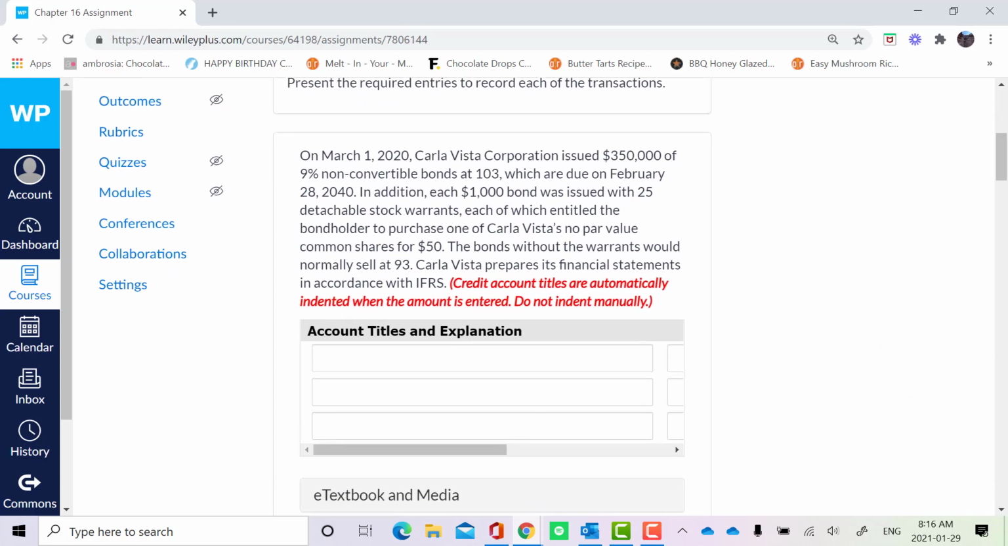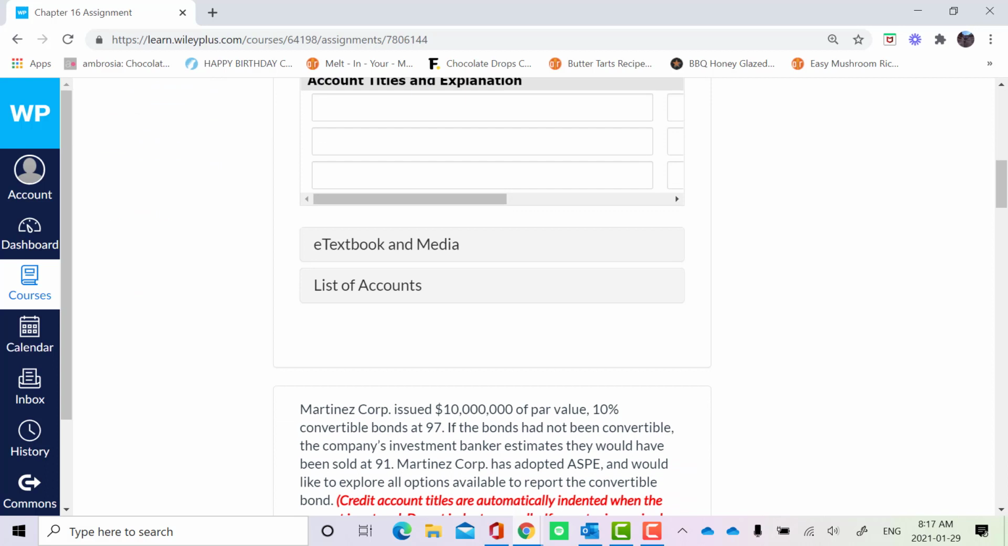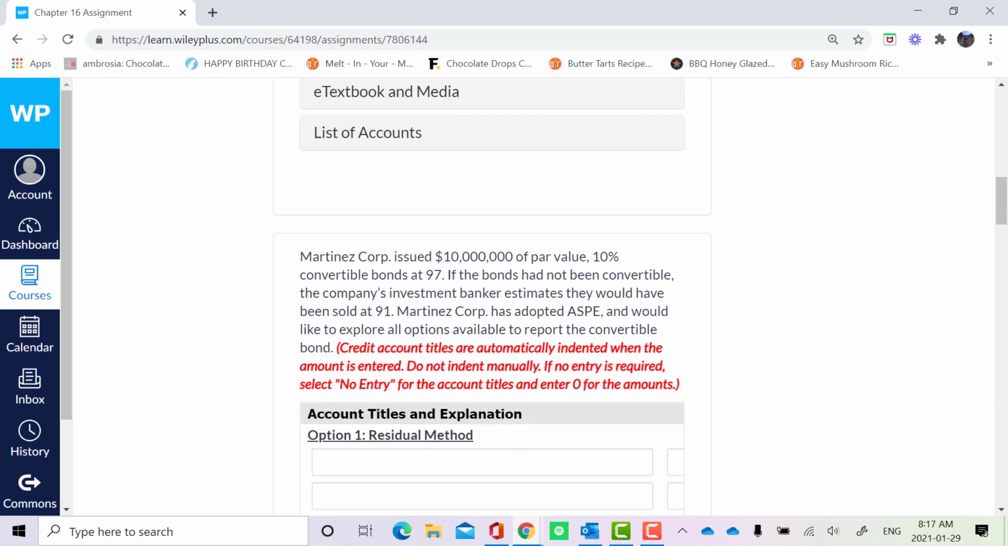So this first one, it's IFRS, and there's warrants attached. So again, it's evaluating the bond versus the value of the warrants. The warrants get the residual, so you value the bond, and whatever's left over is the warrants, and that goes to contributed surplus, and we'll go over a few examples in class of that. That's a pretty standard entry, and something you're probably going to see on the exam.